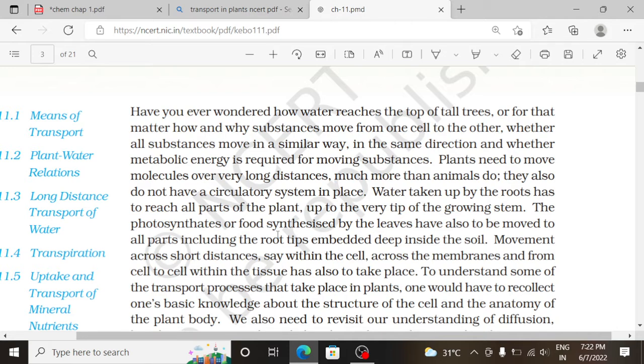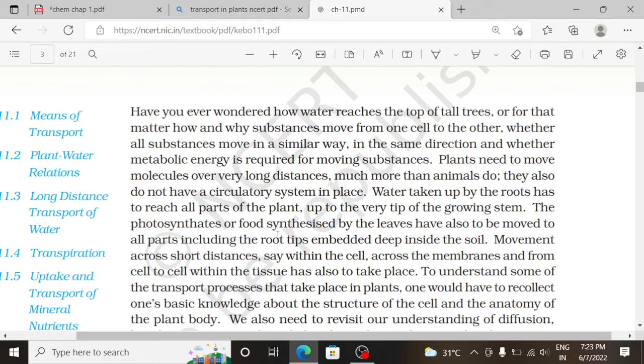They also do not have a circulatory system in place. Water taken up by roots has to reach all parts of plants, up to the very tip of the growing stem. The photosynthates, or food synthesized by leaves, have also to be moved to all parts including the root tips embedded deep into the soil. Movement across short distances, say within the cell, across the membranes and from cell to cell within the tissue has also to take place.